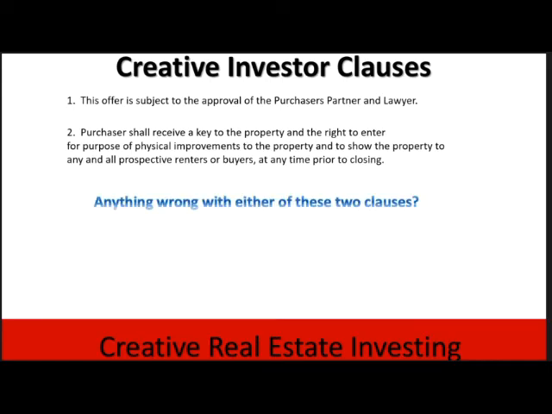Now, the question is, is there anything wrong with either of these two clauses? Well, when you take a look closely at clause number 1, you'll notice that there's no date. And what that means, if that's accepted, is that up until the day of closing, you can say, you know what, my partner doesn't like it, my lawyer doesn't like it, I want out of the deal. Now, that can be a challenge, because that could be argued in a court of law, and if it does go to a court of law, the judge may or may not throw it out. So it is a little bit of a gray area.